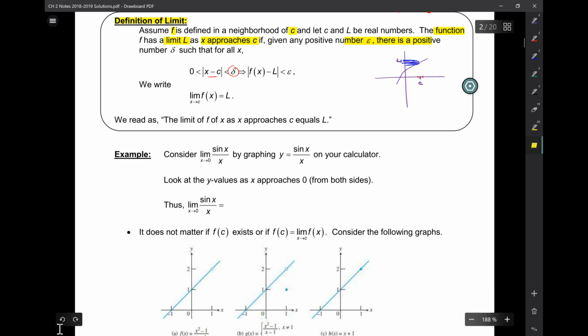So the way we write a limit is this. We know this, right? You've seen this before. And this says the limit of f of x as x approaches c equals L. That's how we read it.